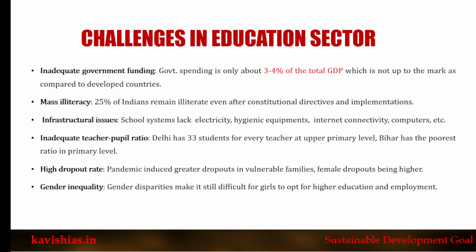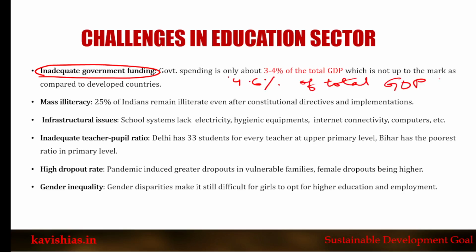Next, we will see what the challenges are in the present education sector prevailing in the Indian system. Most importantly, one factor that has to be talked about is inadequate government funding. When it comes to government expenditure, the current government expenditure as per the latest economic survey of 2021 to 22 was around 4.6% of the total GDP.